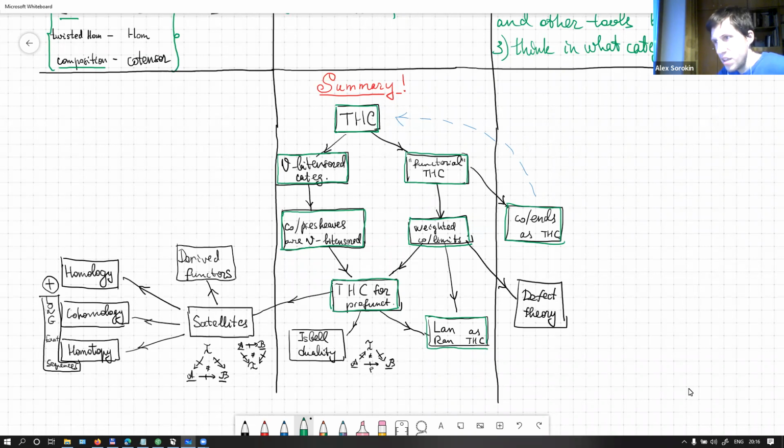Then from THC on profunctors, I decided to write the things that I couldn't cover in the course right now, since we do not have much time. I can derive so-called Isbell duality. Isbell duality, you can write yourself when you use such a triangle of profunctors, where the intermediate category is the trivial one. This duality gives you Auslander-Gruson-Jensen duality.